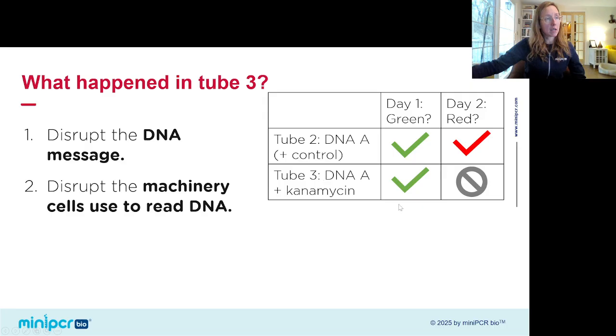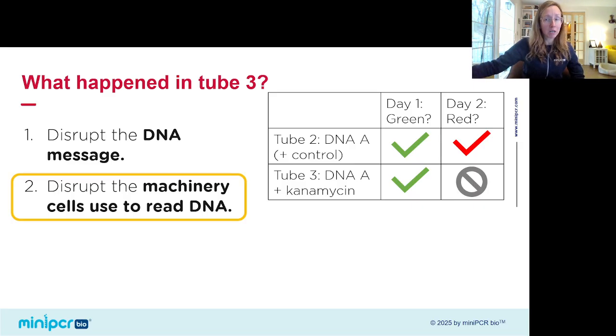So in this table, I'm comparing tube 3 to tube 2, just to simplify things. So tube 3, we added DNA A, the same DNA that we added to tube 2, but then we also spiked in another molecule called kanamycin. Now, because the DNA that we added to each of these tubes is the same, that should indicate that the DNA message was not the culprit here. We know DNA A is working fine because we're seeing the expected results in tube 2. So that must mean that we have disrupted the machinery that cells use to read DNA.